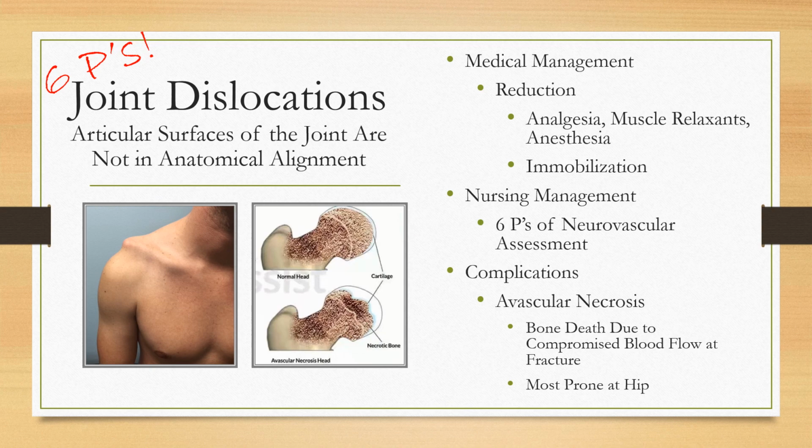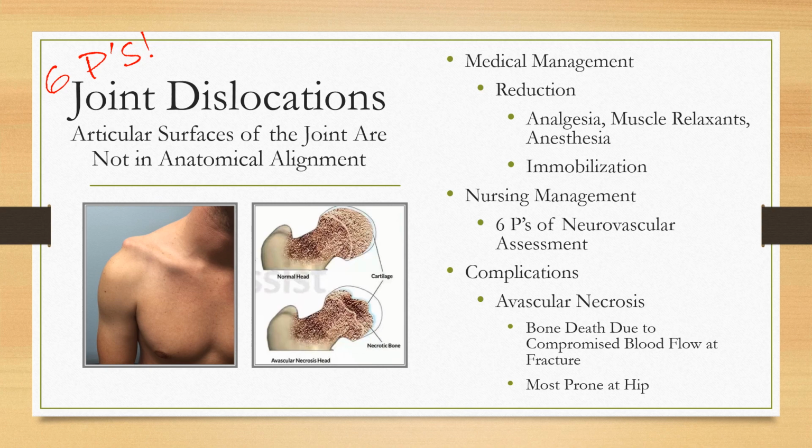And in some cases, such as the hip, the blood supply to the hip comes into the head of the femur, right at the ball. So when the hip is dislocated, it's potentially lost its blood supply because that's where the artery comes into the femoral head.